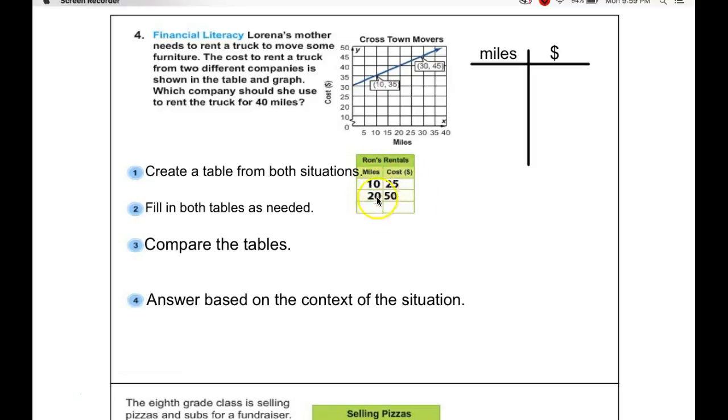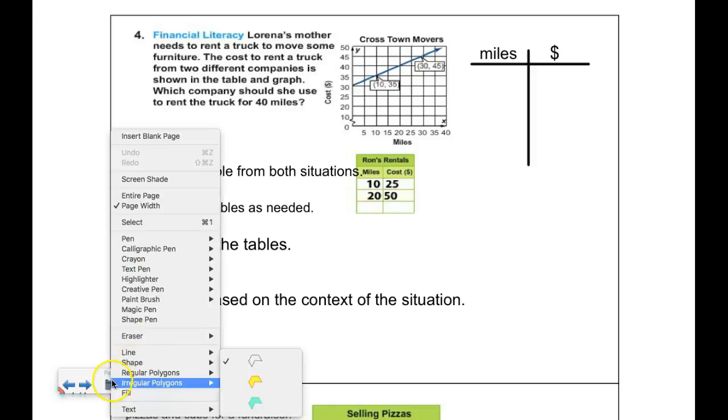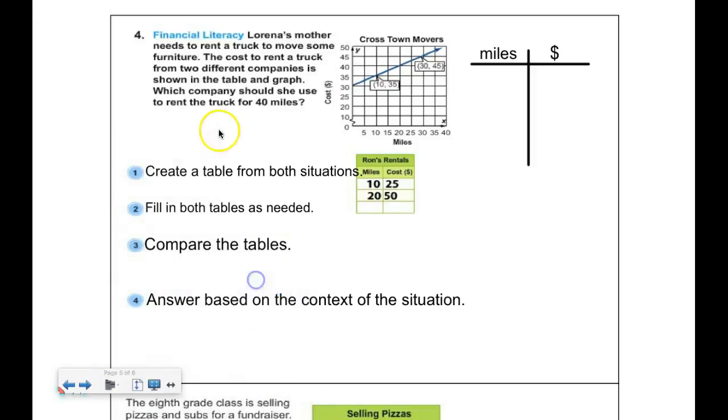You can see what the pattern is here, and we should also keep it in the context of the problem, which mentions that it wants to know which company is best for 40 miles. So we're going to want this table to go up to 40, and we're going to want this table to go up to 40, so that we're comparing the same things. So that being said, let's go ahead and finish off this table down here. I know it's not going to be the prettiest looking table in the universe, but that's not necessary right now. So there's my 30 and 40.